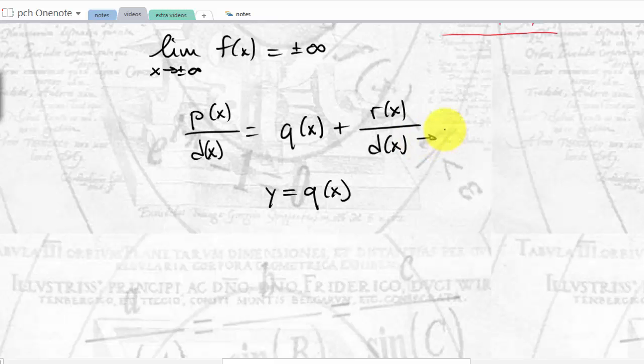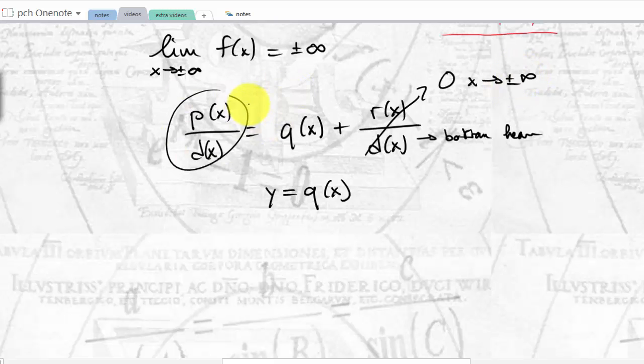This is a bottom heavy rational function, so it's going to go towards 0, okay? As x approaches plus or minus infinity, it's going to go towards 0, and therefore p of x over d of x will go towards the quotient right here. The quotient is going to be your asymptotic behavior, and so the quotient can be a line.